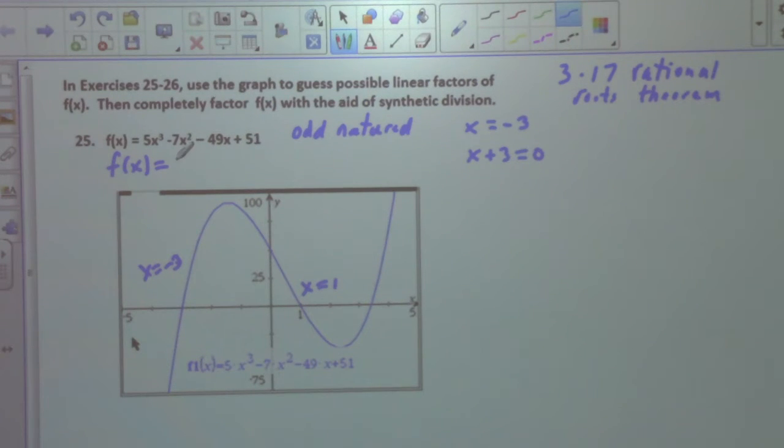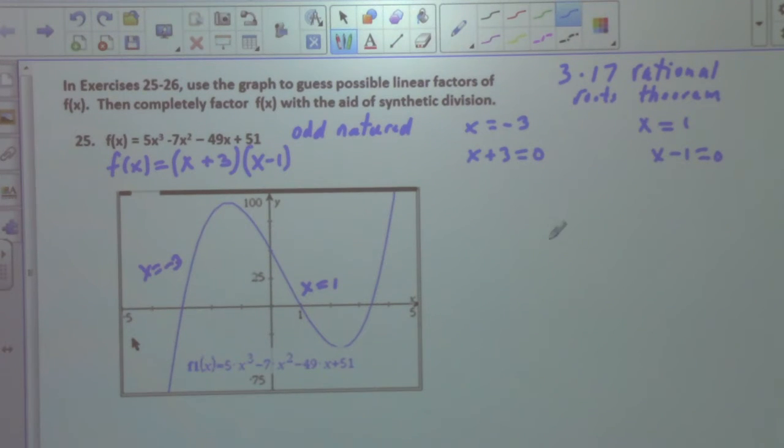So that's one possible linear factor, right? And then the other one would be x minus 1, so x minus 1 is equal to 0. Now we have x minus 1. It says guess possible linear factors, and from everything we see, and even what Kayla told us, that looks pretty good.